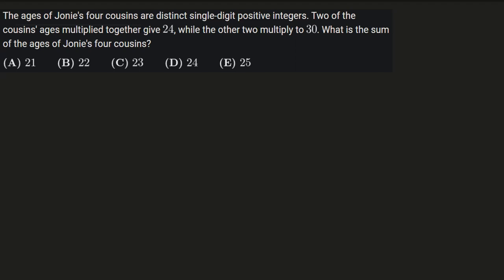And for this problem, we can interpret all the wordings into some mathematical formulas, right? So let's say the ages of the 4 cousins are x, y, z, and w. And therefore, we know that xy equals 24 and zw equals 30. Therefore, we know that there's no way to solve this system of equations directly. This is because we have 4 unknowns and only 2 equations.